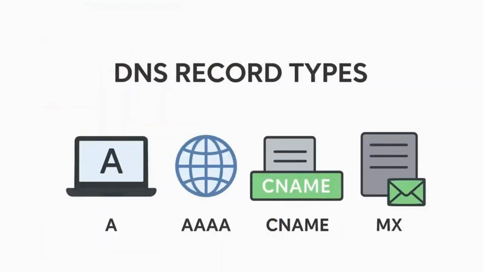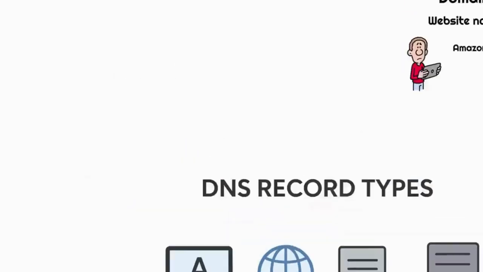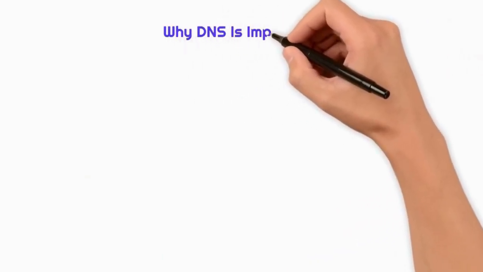There are a few types of DNS records. DNS uses different types of records. The most common one is the A record, which maps a domain name to an IPv4 address. There are also AAAA records for IPv6 addresses, CNAME records for aliases, and MX records for email servers. Each record has a specific purpose.